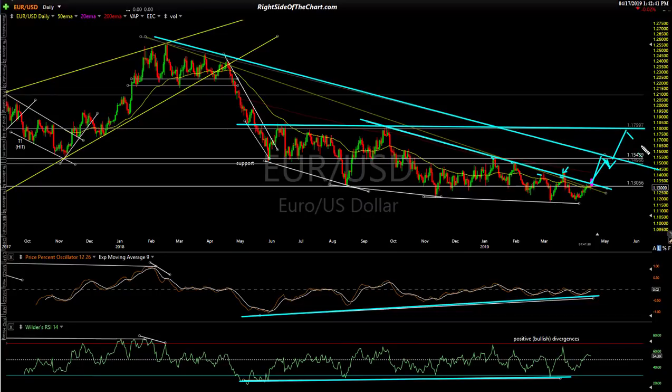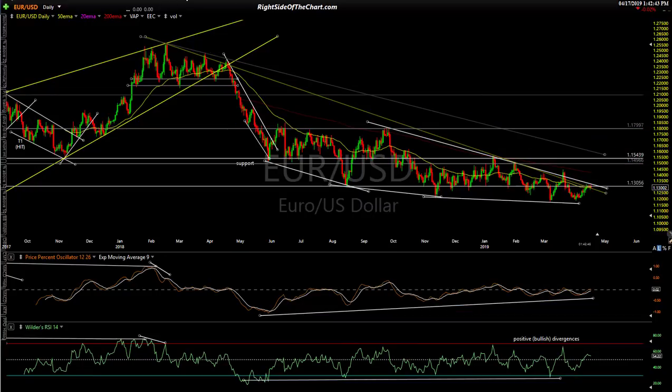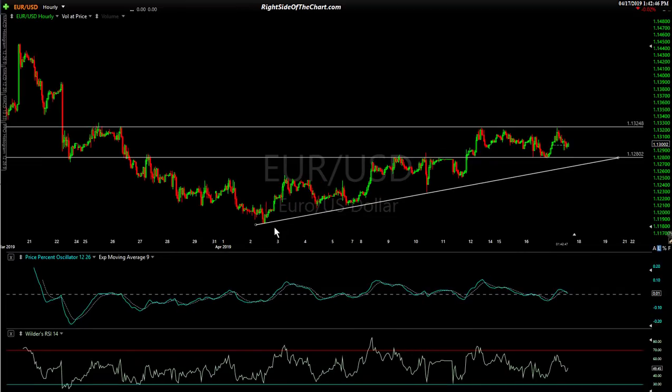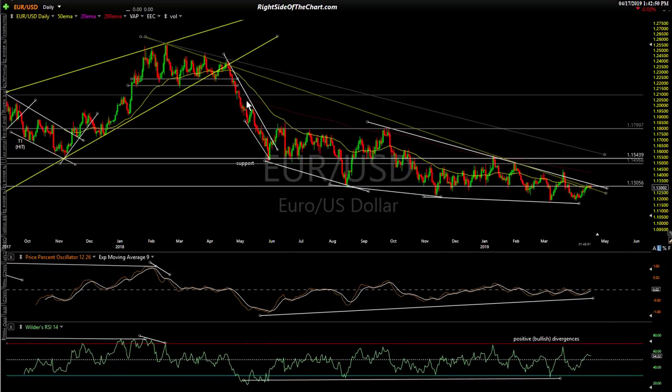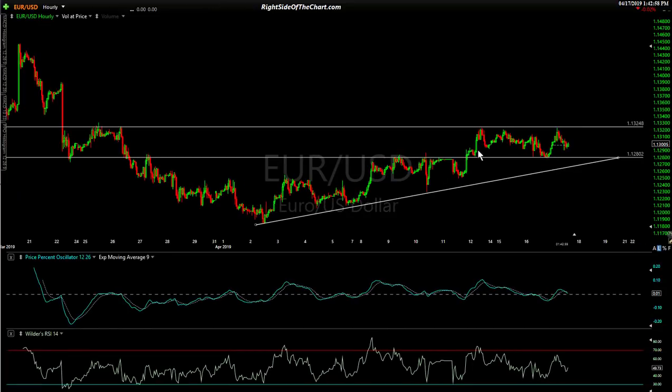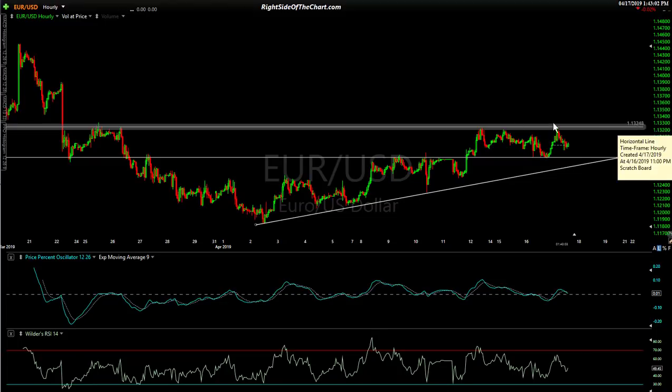So these are levels to trade around. And on the 60-minute chart, there's an uptrend line to watch. Remember, the trend in the euro is bearish, meaning the trend in the dollar is bullish right now until it changes. So one thing I'm watching is about that 113.248-ish level. You can see I have a resistance line right there.